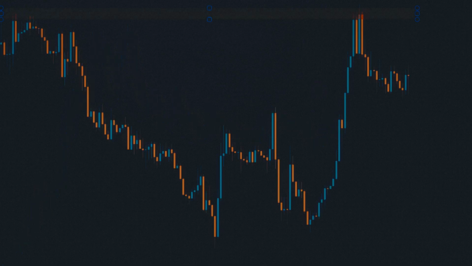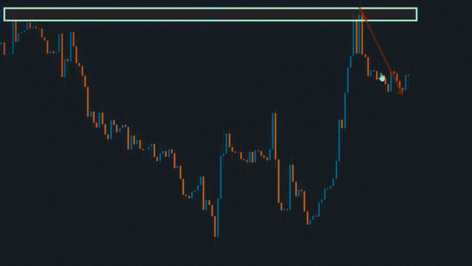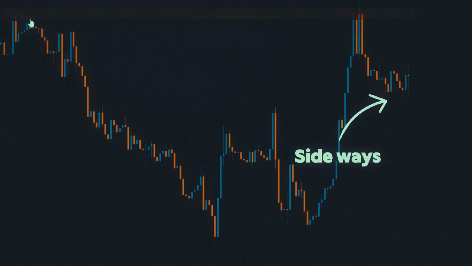The absolute favorite of our sources is the bullish engulfing candle. Ideally, you want to see a few bearish candles pushing down, followed immediately by one massive bullish candle that completely engulfs or covers the entire body of the previous red candle. It's a total reversal of strength.